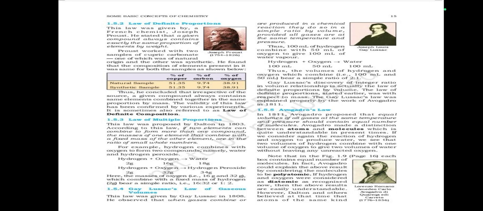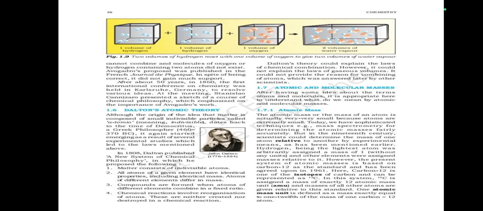However, Dalton and others believed at that time that atoms of the same kind cannot combine, and that molecules of oxygen or hydrogen containing two atoms did not exist. Avogadro's proposal was published in the French Journal de Physique. In spite of being correct, it did not gain much support. After about 50 years, in 1860, the first international conference on chemistry was held in Karlsruhe, Germany, to resolve various ideas. At the meeting, Stanislao Cannizzaro presented a sketch of the course of chemical philosophy, which emphasized the importance of Avogadro's work.